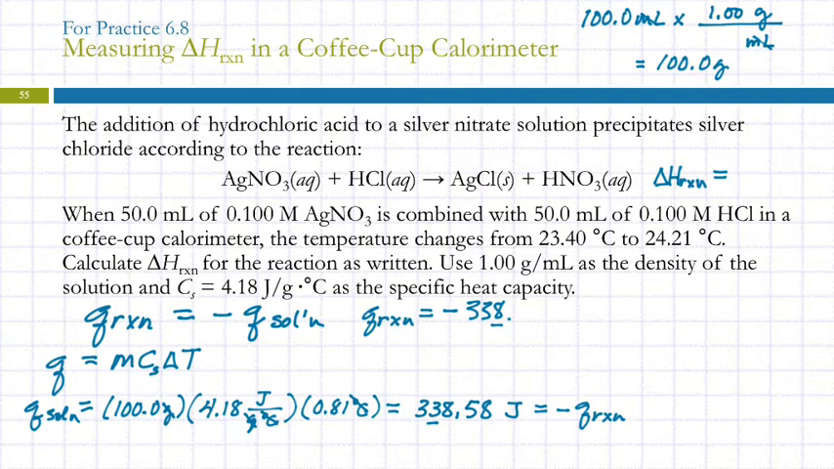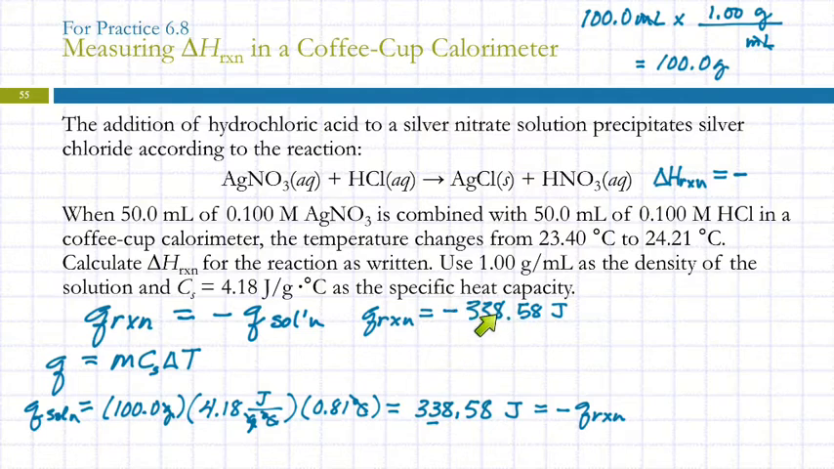There are different ways to think about this, and you need to come up with the way that makes sense to you and then stick to it. So if Q is negative, that means that delta H is also negative. So this is going to be a negative number.